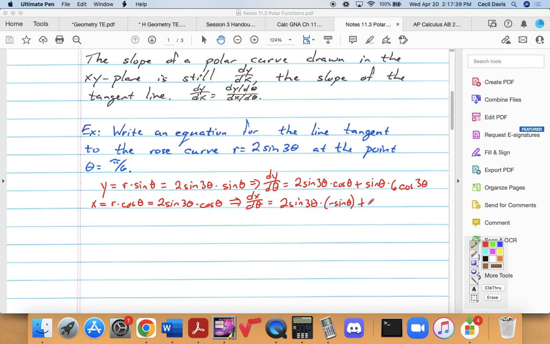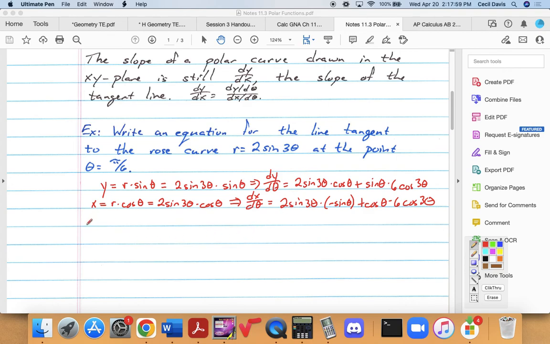Now he has an audience. Plus cosine theta times 6 cosine 3 theta. It's giving Ninja Turtle.